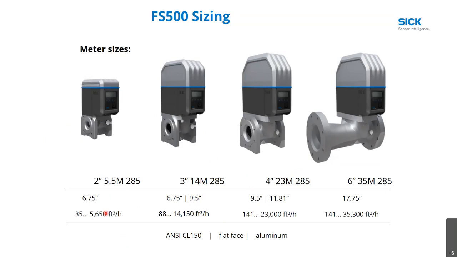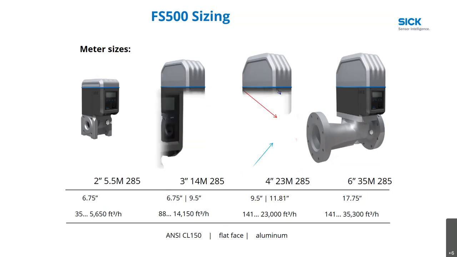It does come in various lengths, as you see here. You can see two lengths here and here on the 3 and 4 inch. That's so that if you're going to replace a rotary or maybe a turbine, you have some selections on what lengths you may want to select.